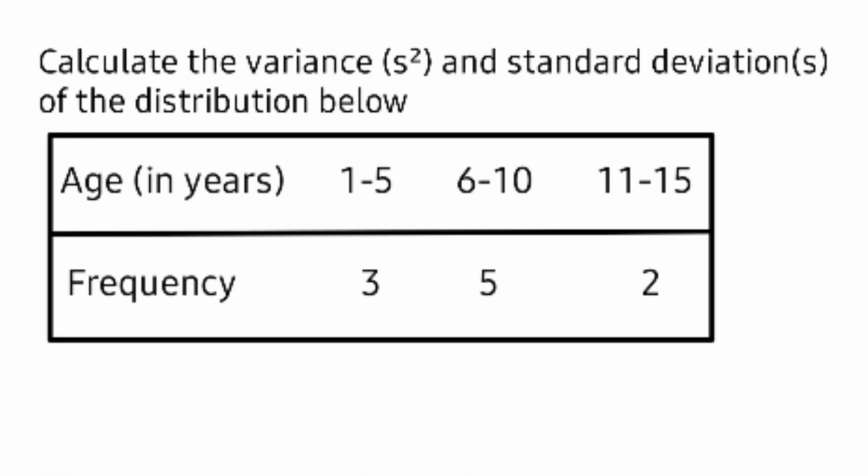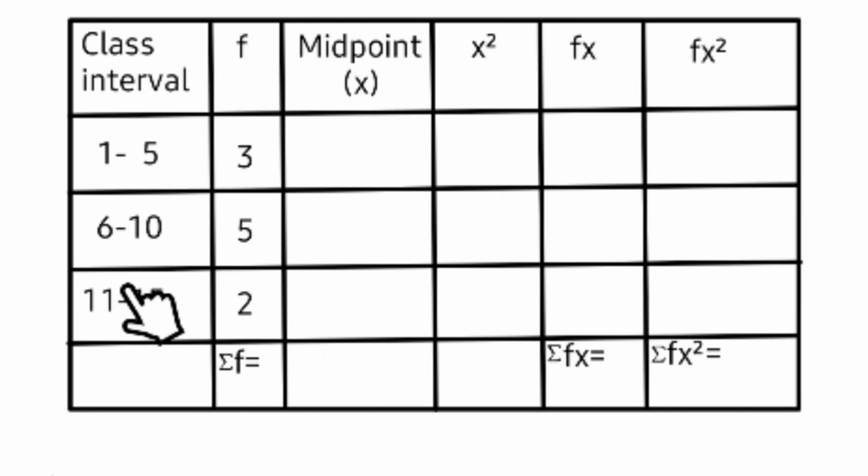Now let's look at the question we have on the board. Calculate the variance and standard deviation of the distribution below. We have age with its range of values and also the frequency. We start with arranging this distribution in vertical order. So this is the arrangement of the distribution in vertical order. We could see the class interval and the frequency.